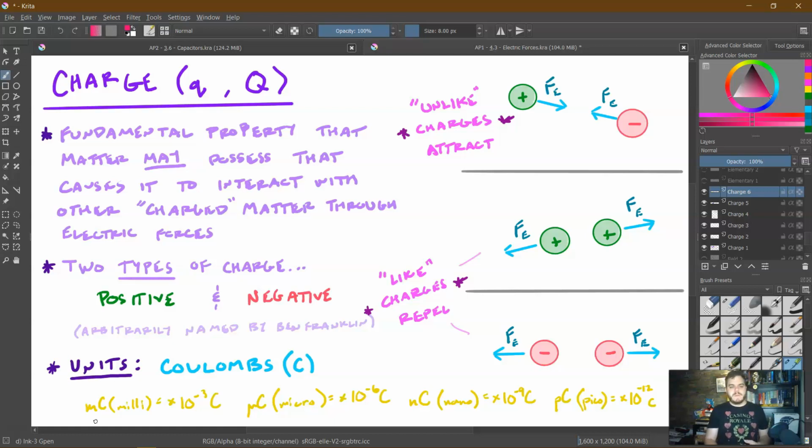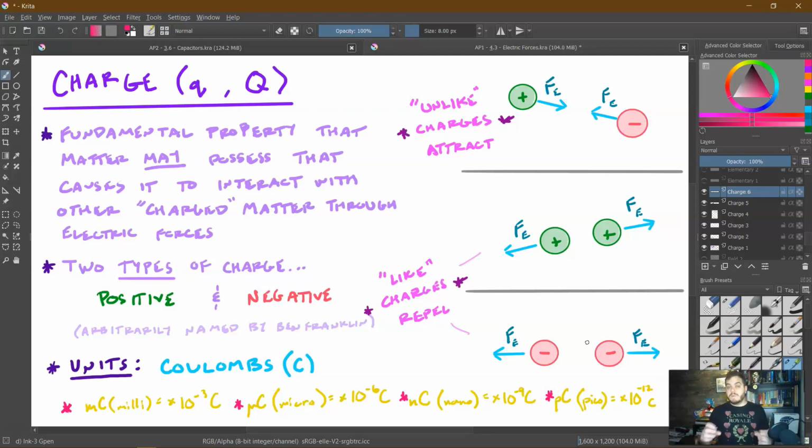So for instance, we have little mC, which is the millicoulomb, which is times 10 to the minus 3. We have, once again, that Greek letter mu that we use for the coefficient of friction, but remember it's just a Greek letter, and that will stand for microcoulomb, which is times 10 to the minus 6. You might see a little nC, which is nanocoulomb, which is times 10 to the minus 9. And lastly, you might see little pC, which is picocoulomb, which is times 10 to the minus 12.